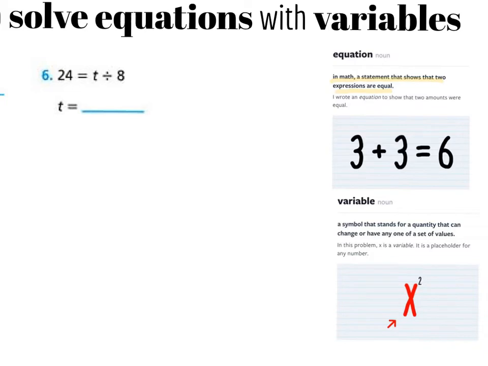You're right. 3 plus 3 is an expression if we hid the equal sign and the 6. But since we have the equal sign and the 6, it becomes an equation because the 3 plus 3 is equal to 6. If it was a scale, this scale would be balanced. They would be equal. All right, and then I'm going to hit variable one more time. So a variable is a symbol that stands for a quantity that can change or have any one set of values. The only time it changes is if it's an expression, and it stays the same if it's an equation.